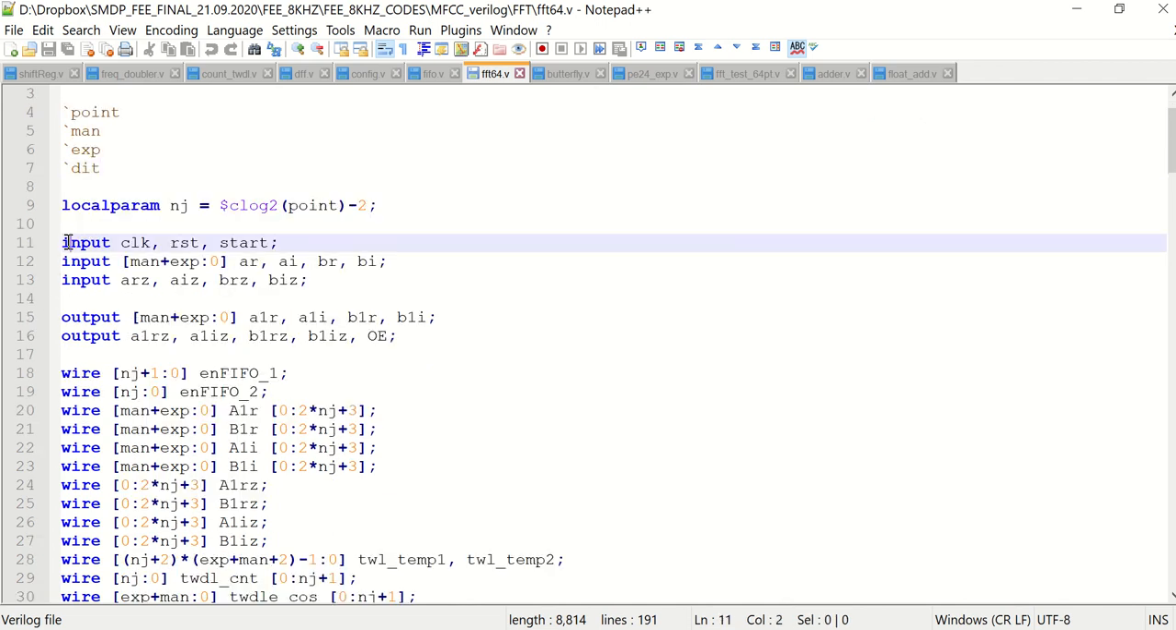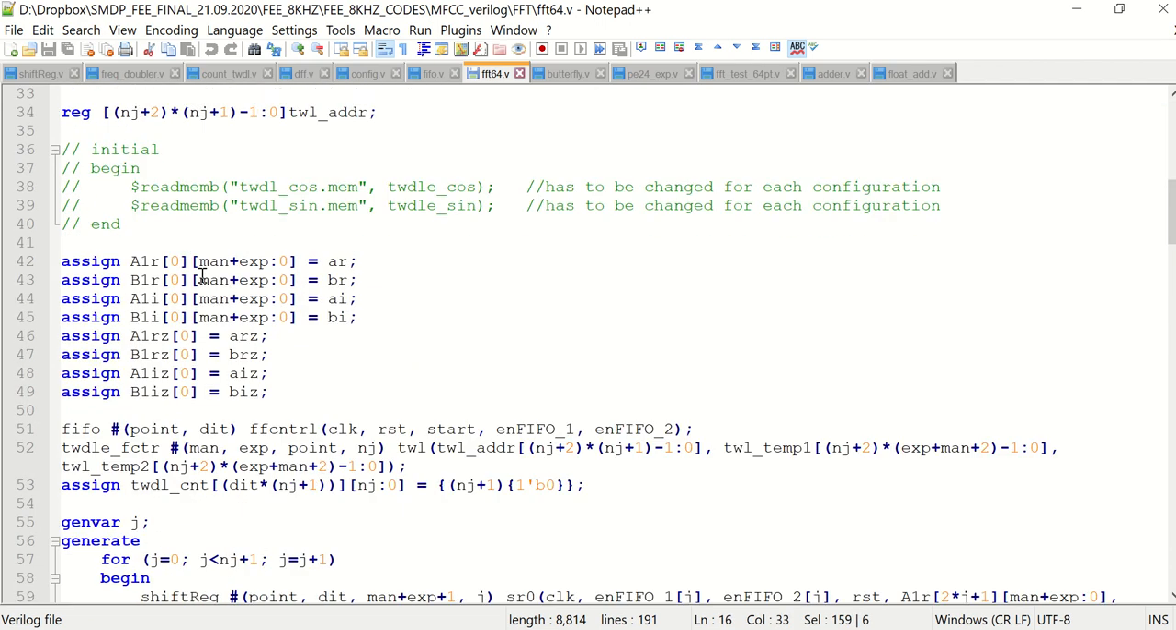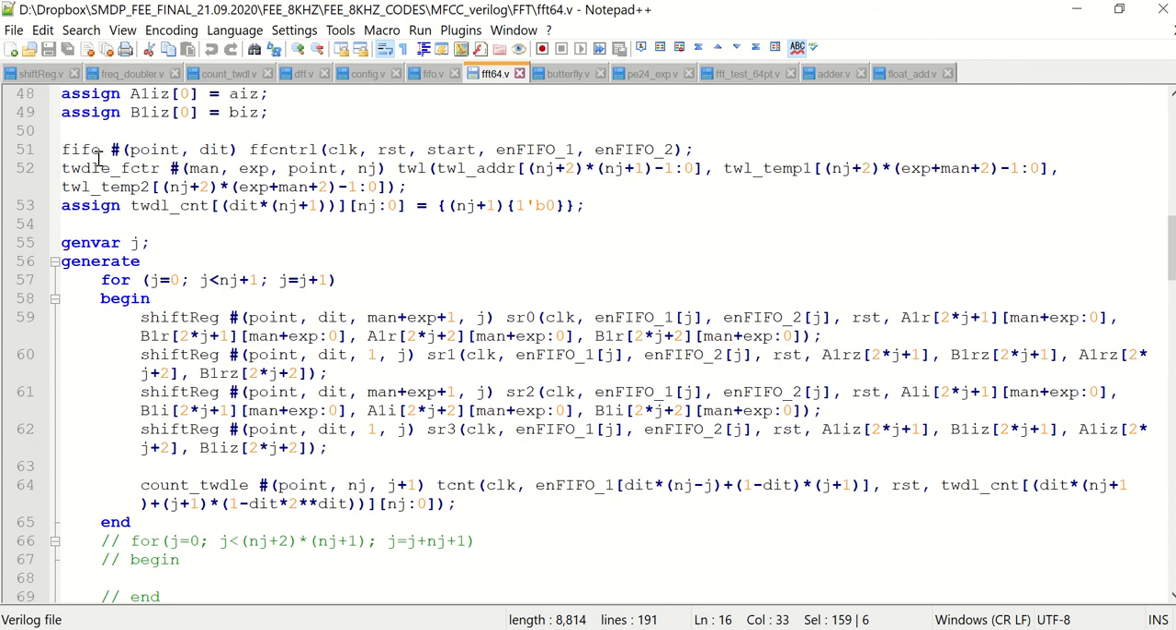So these are the input and output declarations and intermediate wires. Apart from that, initially we'll have a FIFO to take the inputs in proper order and give them to the module, and that is the actual control part of the total FFT.